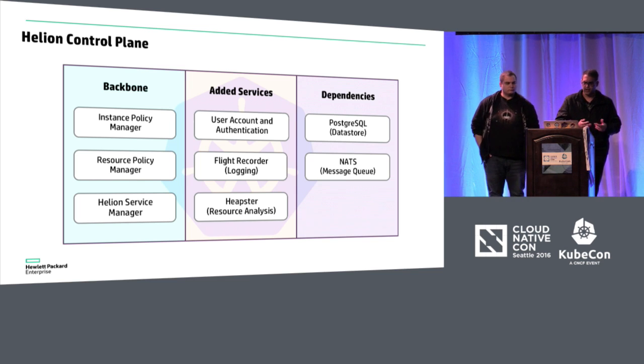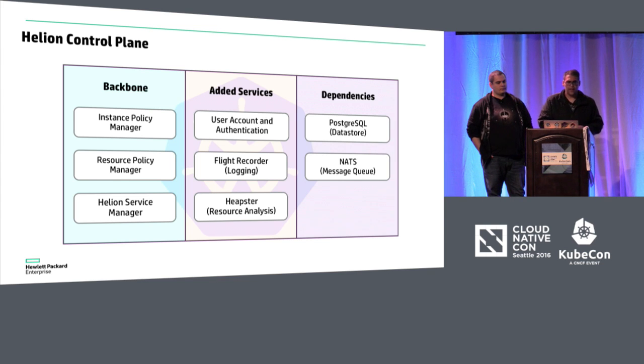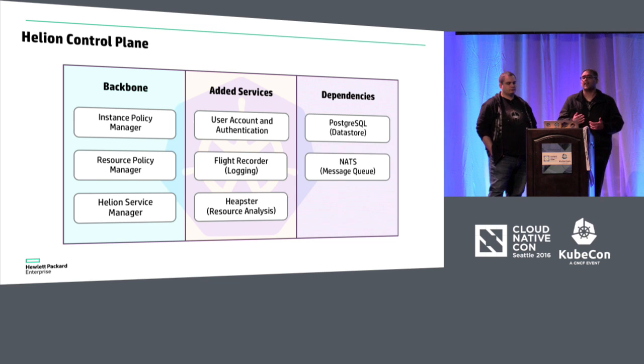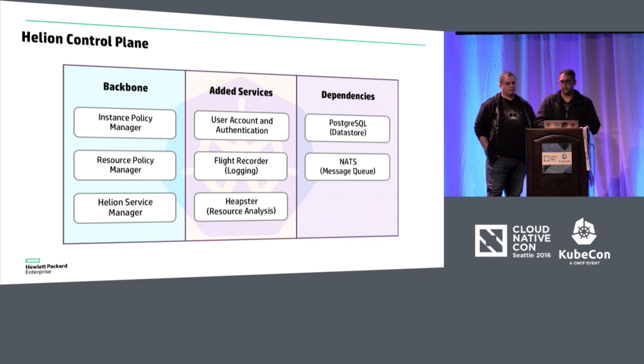Flight Recorder is a logging service, which is basically a log drain, a syslog drain, that applications can send their logs to. And you can connect Flight Recorder to an Elk cluster, and that helps with sending logs from your applications out in a way that makes them easily searchable for troubleshooting and manageability. Heapster is an added service for resource analysis. It's Heapster from upstream Kubernetes, and so it can tell you how much memory applications are taking, and you can do a bunch of resource analysis using it.